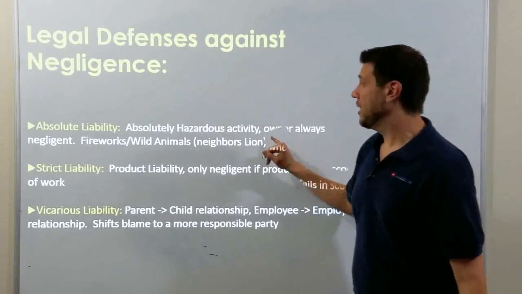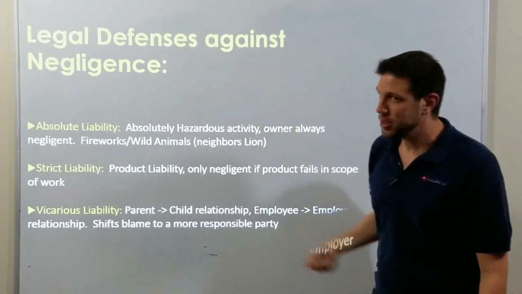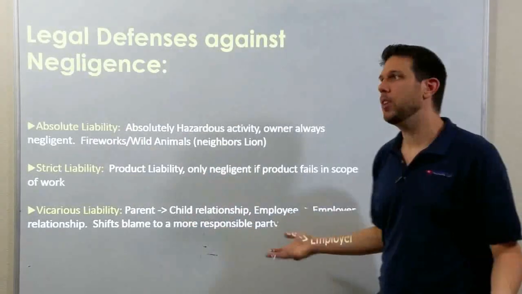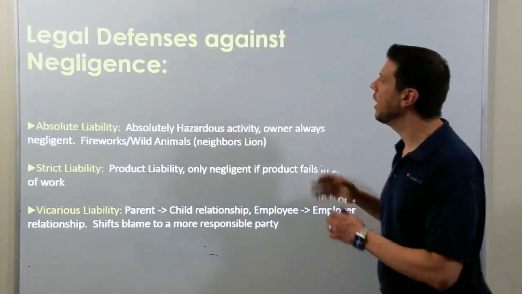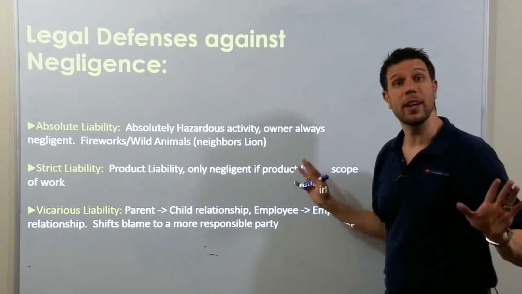For some reason, your test uses a lion or a tiger. If your neighbor walks a pet tiger and the tiger or lion attacks somebody, the neighbor's at fault. He is 100% absolutely liable for that act. Absolute liability is where there's no real defense.